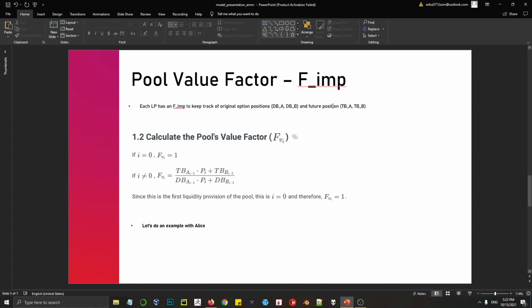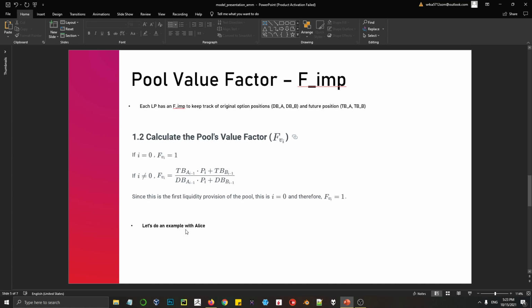And the future position, which may change as time goes on, is the total balances of A and total balances of B. So what does the formula for the FIMP look like for an LP? Well, if nothing changes, originally your FIMP is always 1. But as time goes on, your FIMP may change. The total balance may either go up or down, and the price may change. The price may go up or the price may go down. And the total balance may also change.